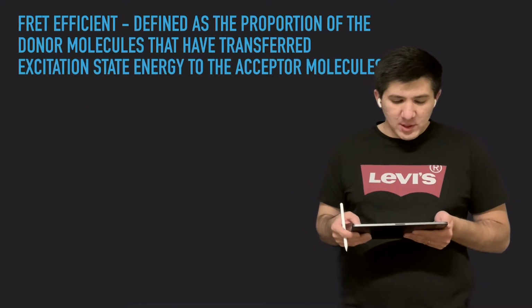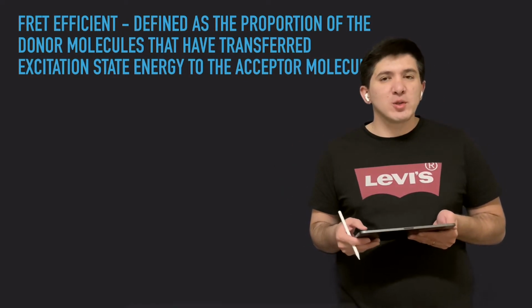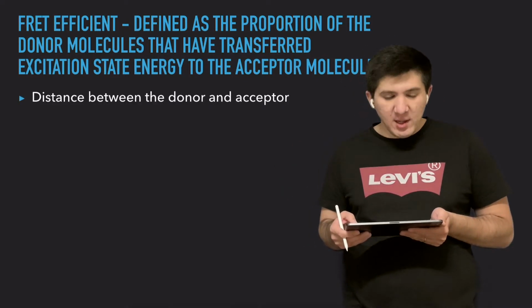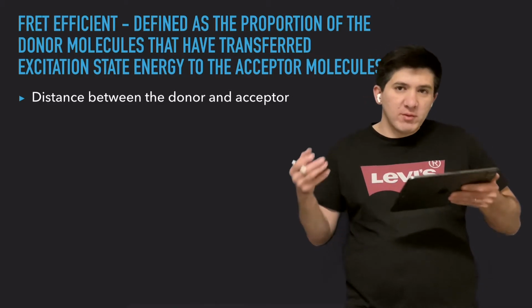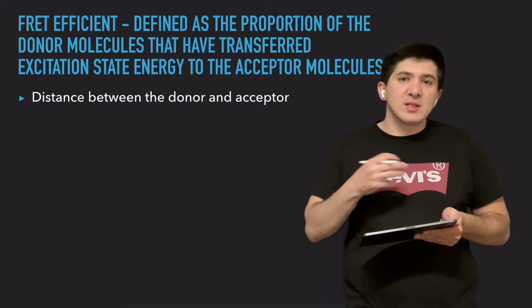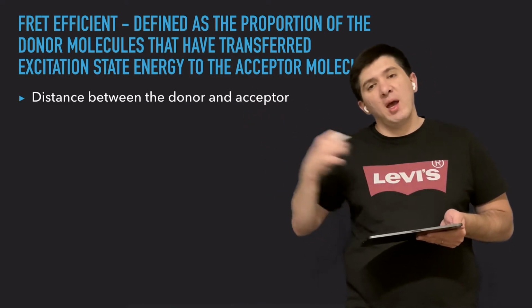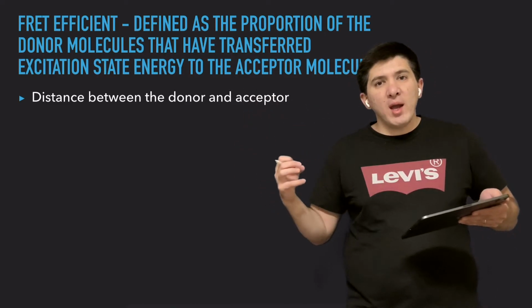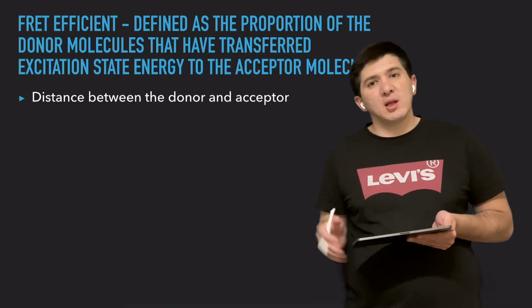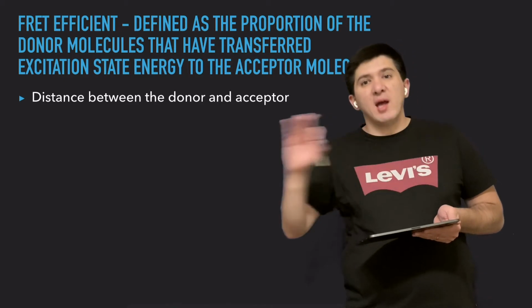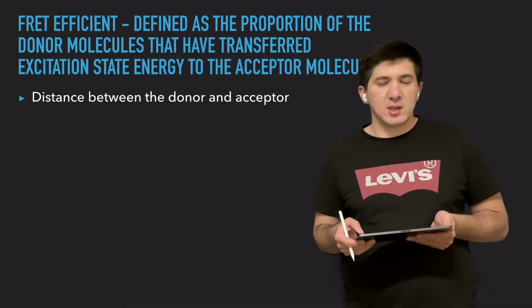One of the 3 important factors which will affect FRET is R, the distance between the donor and acceptor. If they're close enough, then we're going to see the emission of light from the acceptor. If they are far away, then I'm going to see the emitted light from the donor and not the light from the acceptor, because the energy is not going to be transmitted to the acceptor.